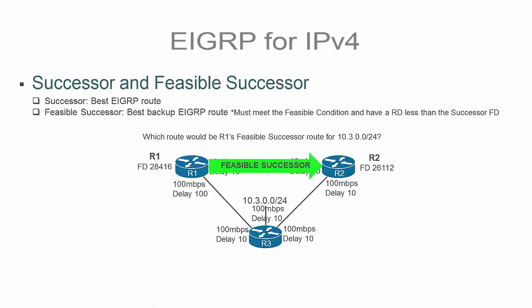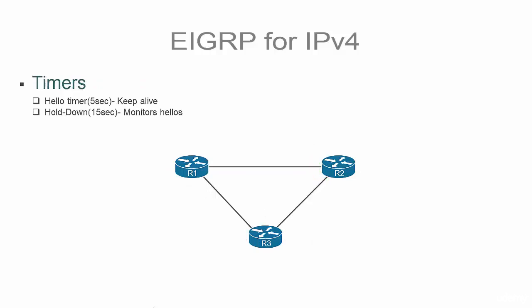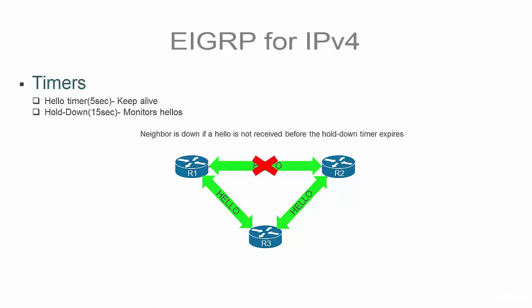For timers in EIGRP, it uses hello and hold down timers. By default, EIGRP hellos are sent out every 5 seconds. The hold down timer by default is 15 seconds, and it monitors these hellos. So if EIGRP routers have a link go down and they do not receive hello messages before the hold down timer expires, then the neighbors would be considered to be down based off of the hold down timer expiring for that neighbor's hellos.